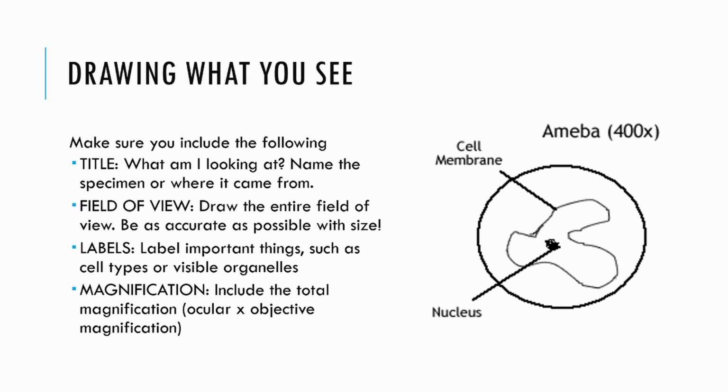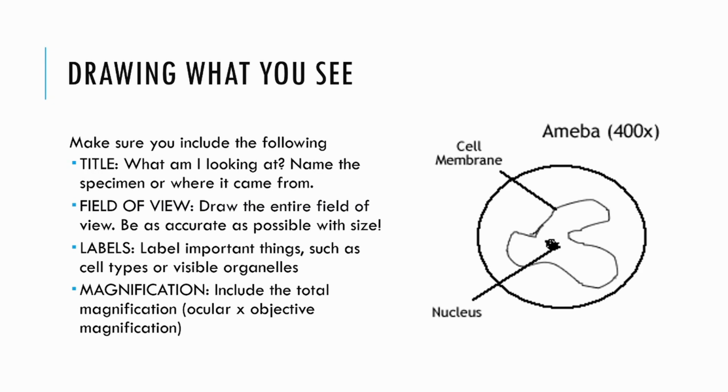You want to make sure you give it a title and that the title makes sense. What are you looking at? Maybe identify what the specimen is, or where it came from. For example, you could put simple squamous epithelial tissue, or you could say lung tissue sample for a title.